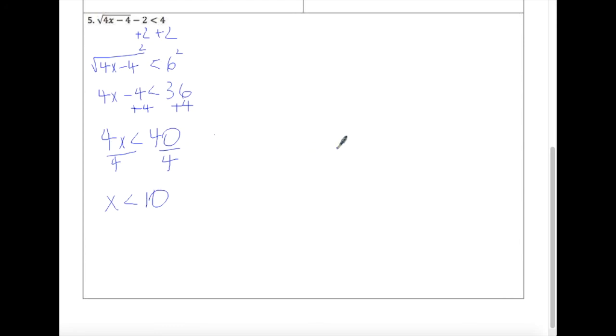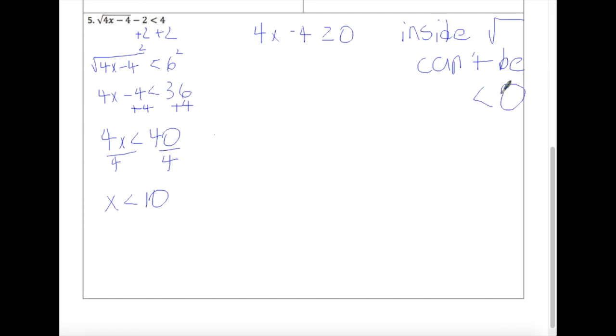But that's not the entire solution, because with square roots, we know that at some point there's a minimum value that can be inside the square root. We can't have a negative inside the square root. And because the inside of a square root can't be negative, we also have to solve for when the square root function is greater than or equal to 0, because the inside of the square root can't be less than 0. So when we solve this, we would get 4x is greater than or equal to 4, and x is greater than or equal to 1.